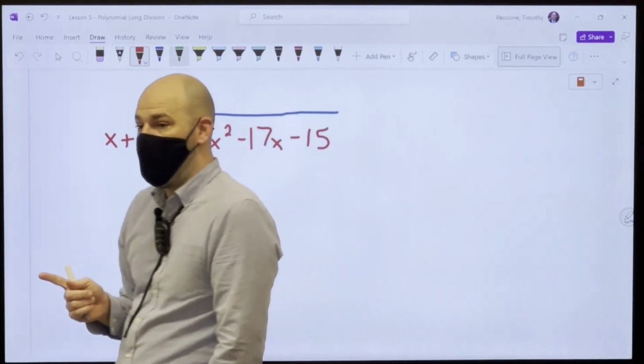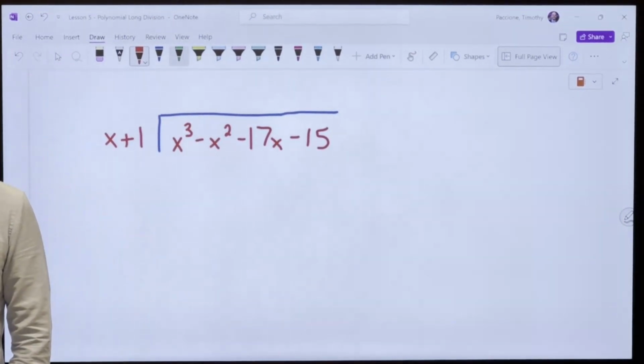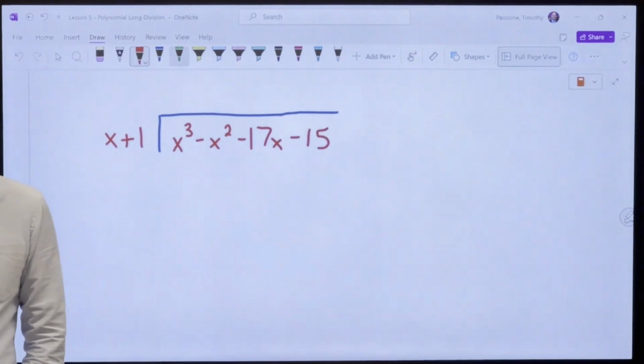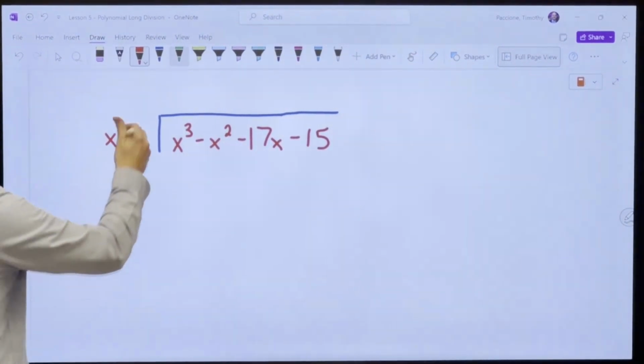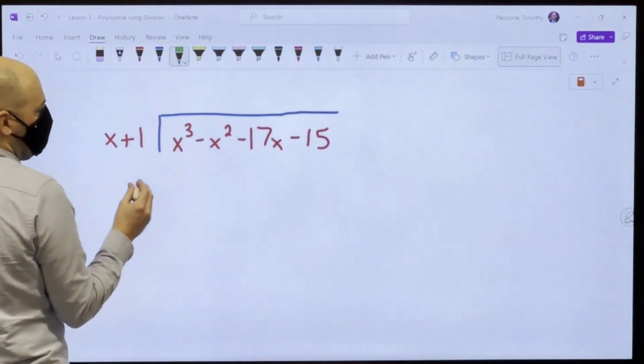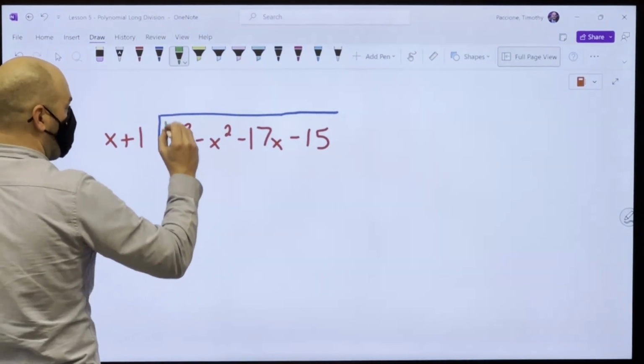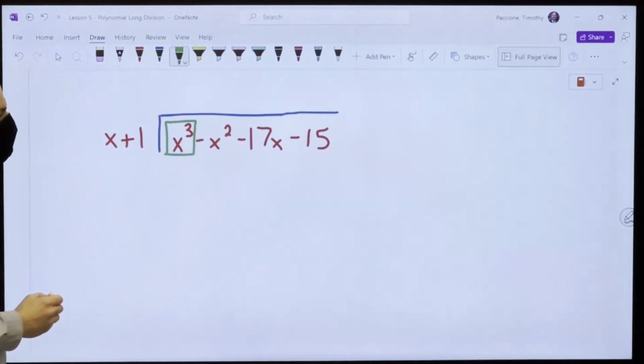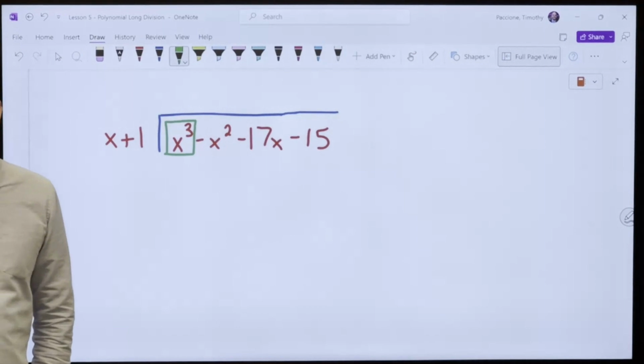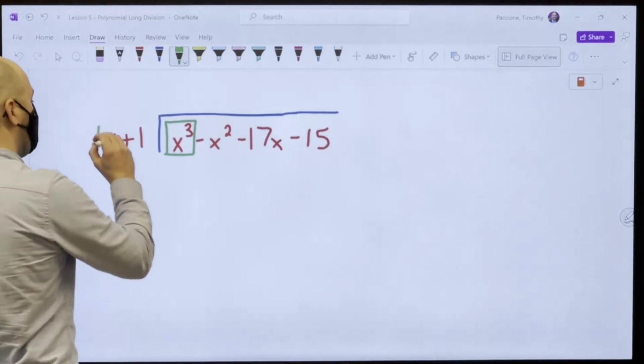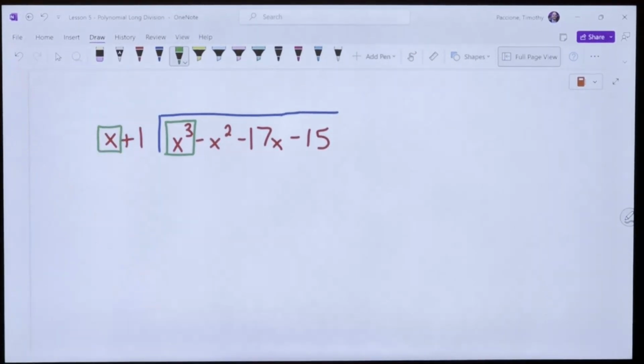Did we try to do it all at once? No. What did we start with? The first thing. Same thing, right? What's the first thing we see here? X to the third. So I'm going to start with that. And I'm only worried about this first thing. I'm seeing, does that go into that? That's it. One step at a time.